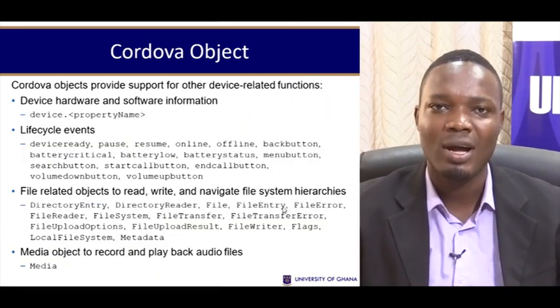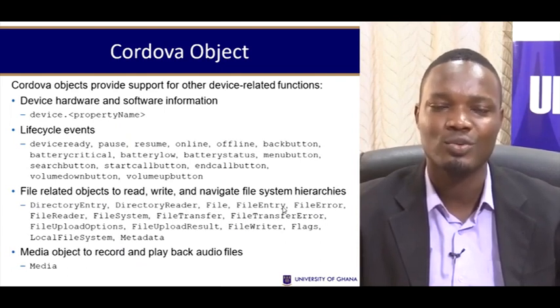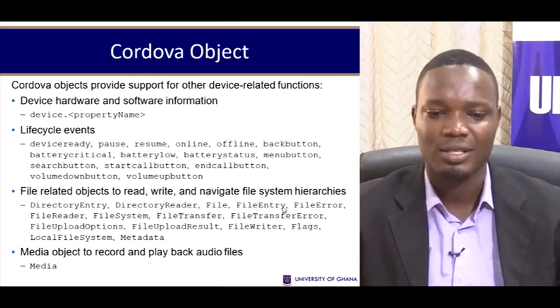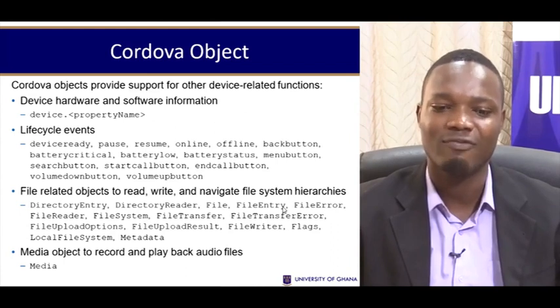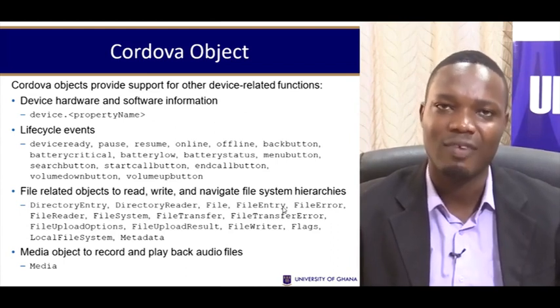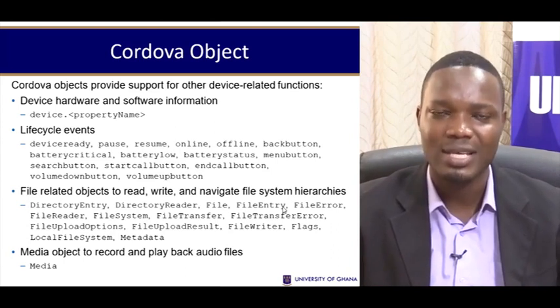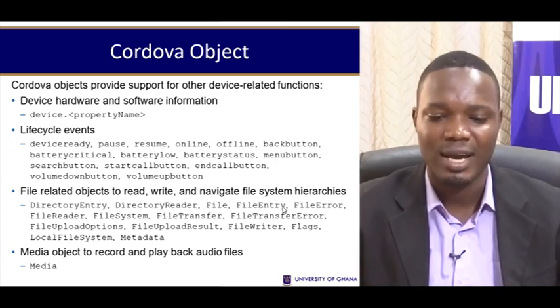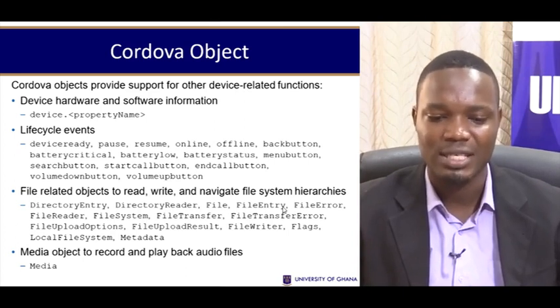Now, there's a Cordova object that we can interact with if we want to access some device functions. This Cordova object provides support for other device-related functions, such as device hardware and software information, and also lifecycle events. We talk about device ready, when the device has paused, resumed, online, offline, back button, and several of these events.